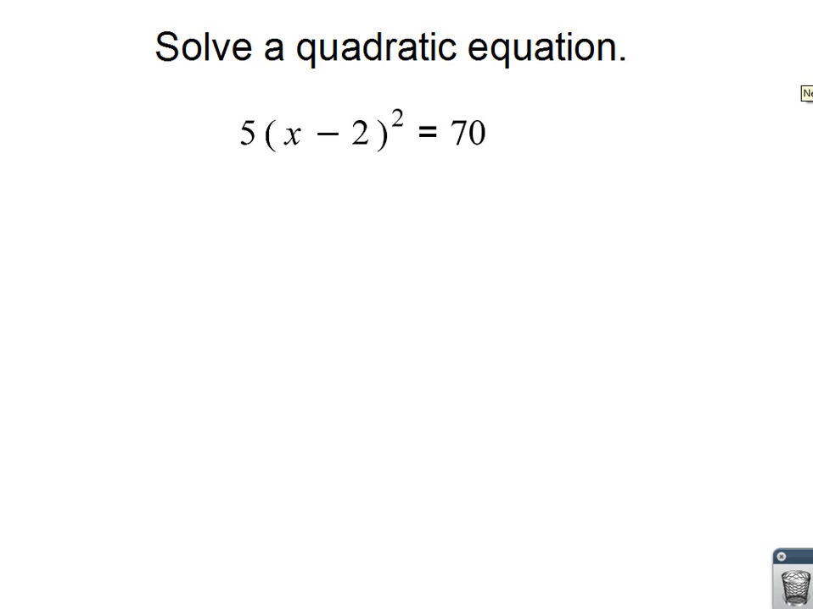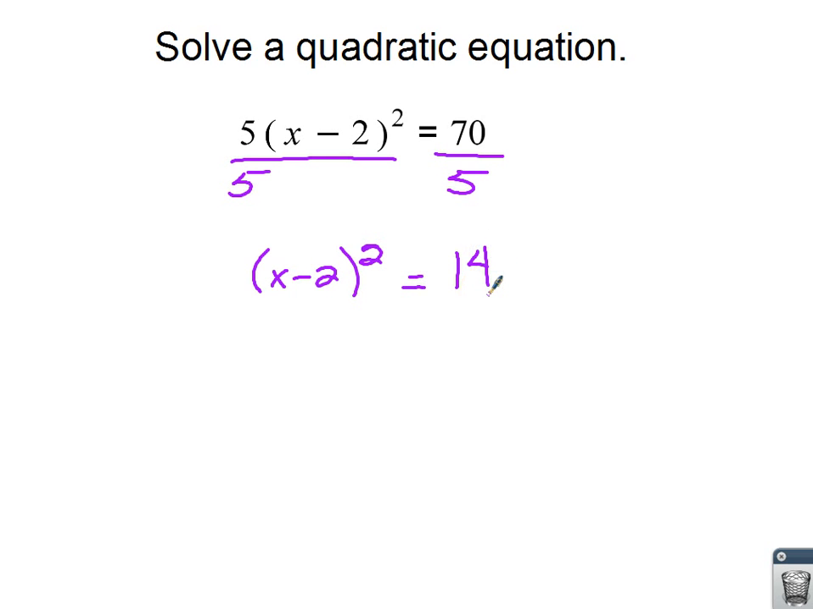All right, the last part, it says, let's solve a quadratic equation. Okay. Well, inverse operations are still in play here. We have a set of parentheses and a 5 touching it. Now we don't want to distribute this 5 here. What we can do is quickly divide both sides by that 5 to get rid of it. And we are left with this quantity of x minus 2 squared equaling, I believe that's 14. 70 divided by 5 is 14.